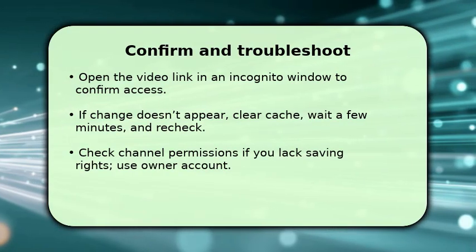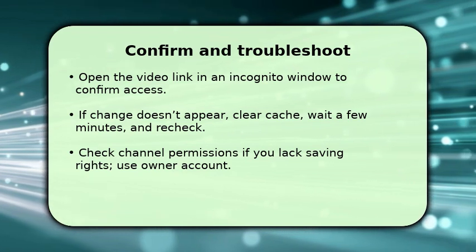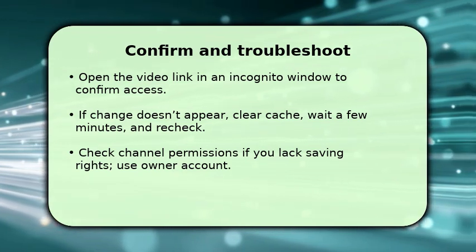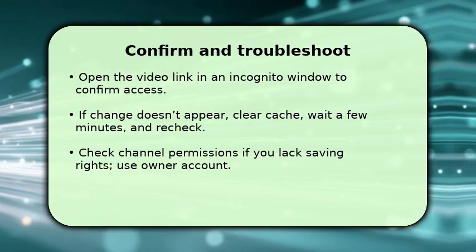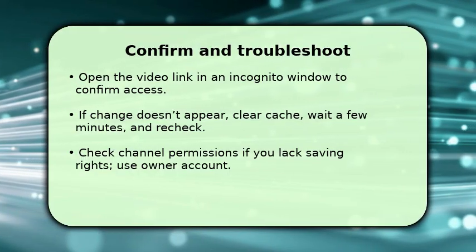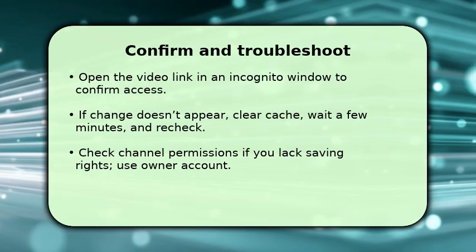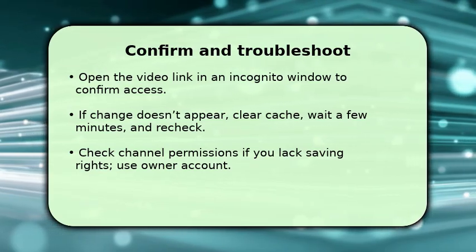After saving, open the video link in an incognito window or another account to confirm the visibility change and playback. If the new visibility doesn't appear immediately, clear your browser cache and cookies, wait a few minutes for YouTube's servers to propagate changes, and refresh. This resolves most timing issues.